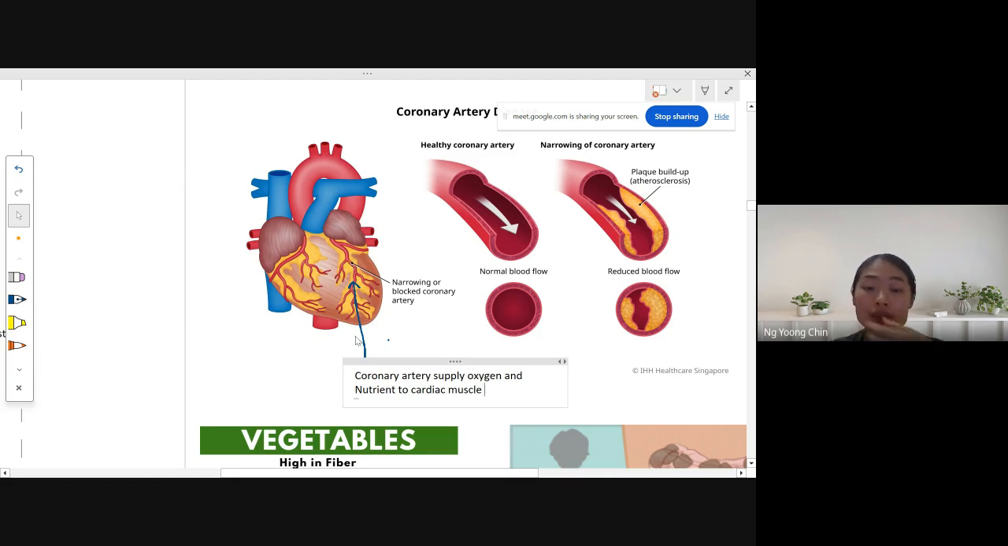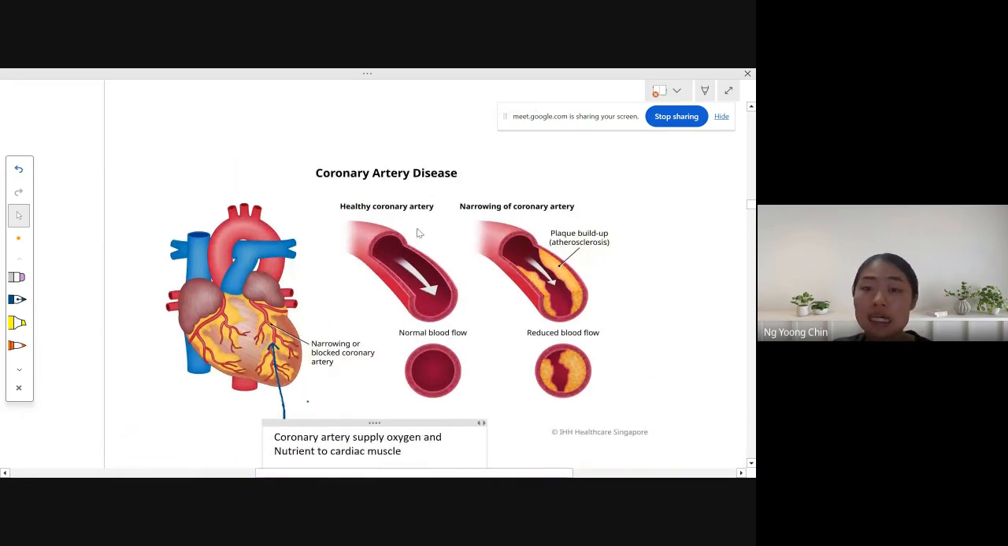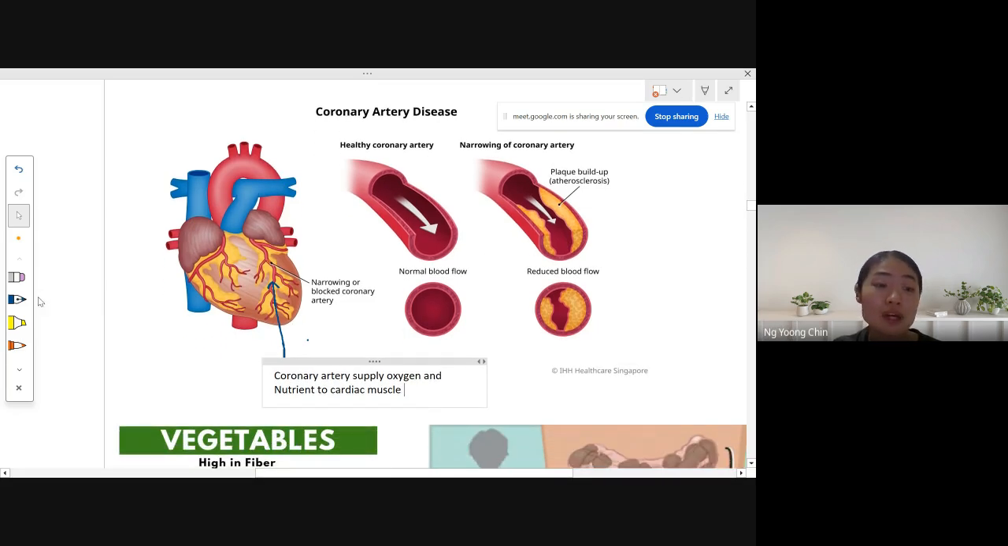How is it blocked? It's like this. This is the artery, right? This is our normal situation, a healthy person without any risk of heart disease. In our artery, we have the lumen inside. What does lumen mean?